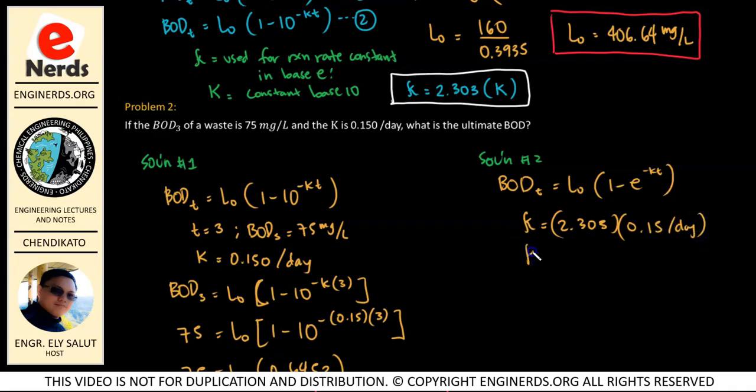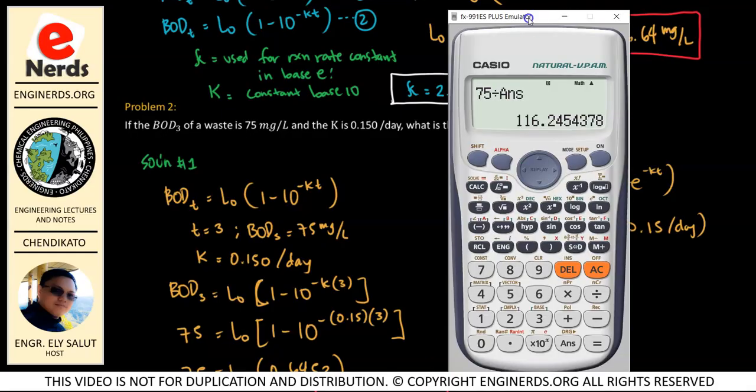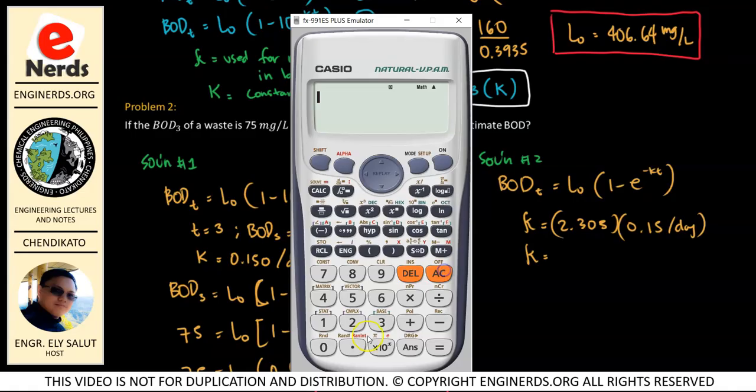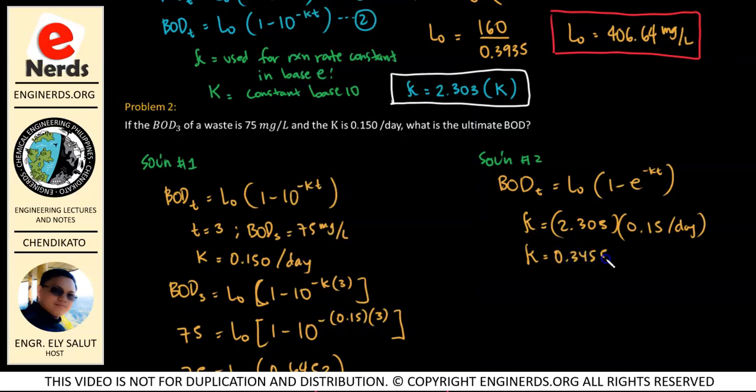Okay, so therefore, our small letter K is equal to, let's solve for that. We have 2.303 times 0.15. So, this is equal to 0.3455 per day, no? So, yan ang ating gagamiting K. Yan yung ating small letter K.